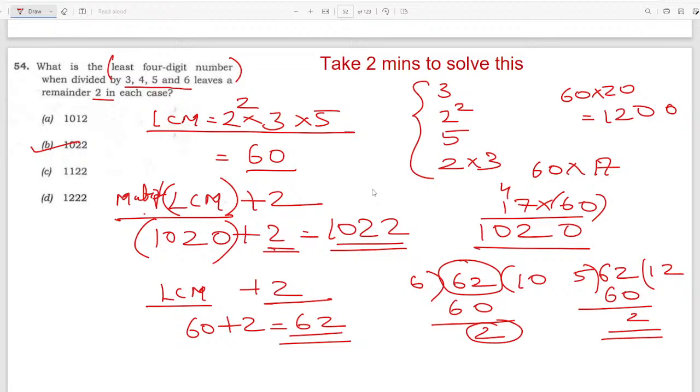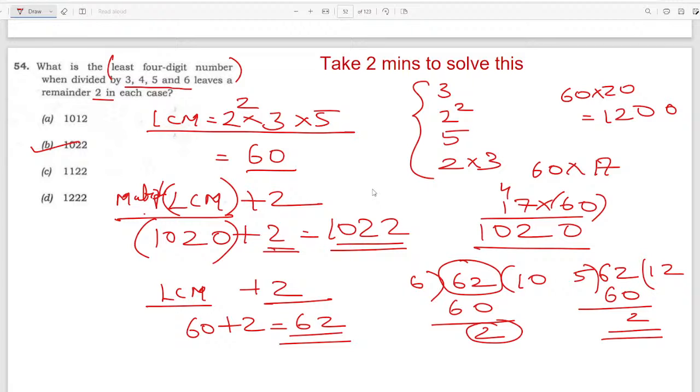Tam, I hope this is clear. If you have any doubts, you can please ask. Tam, is it clear? Okay, if you have any doubts, please don't hesitate. Please ask your doubts.